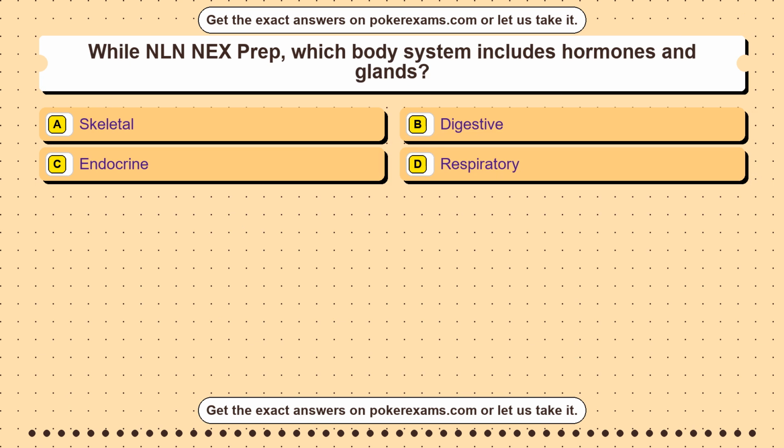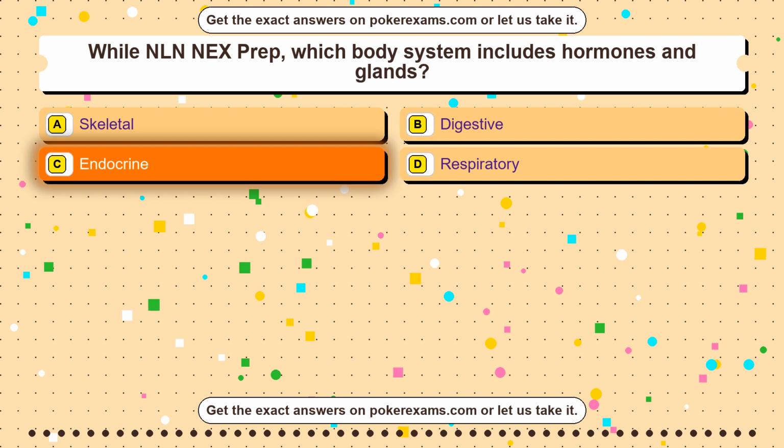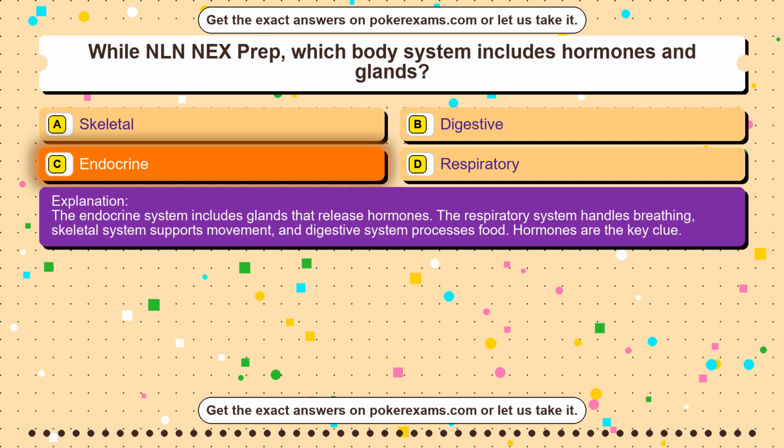Question 27. While NLN NEX Prep, which body system includes hormones and glands? Option A skeletal. Option B digestive. Option C endocrine. Option D respiratory. The correct answer is option C. Endocrine. The endocrine system includes glands that release hormones. The respiratory system handles breathing, skeletal system supports movement, and digestive system processes food. Hormones are the key clue.